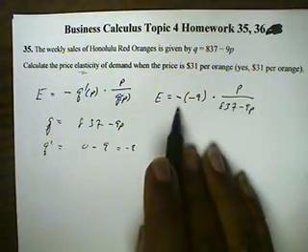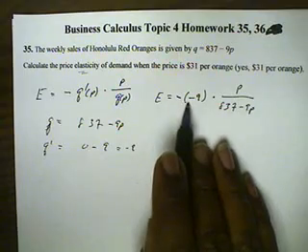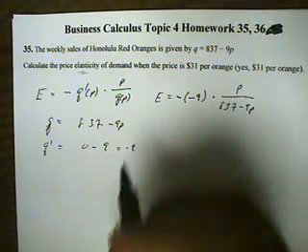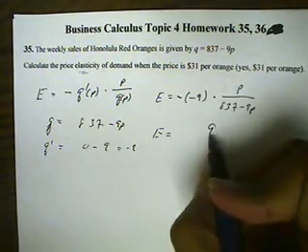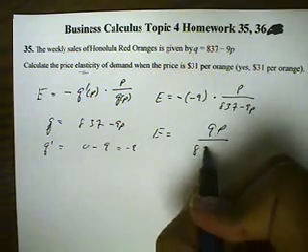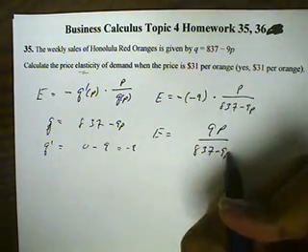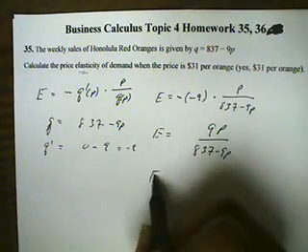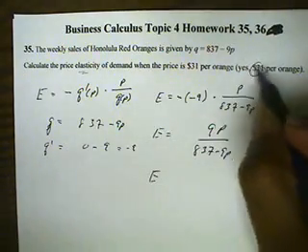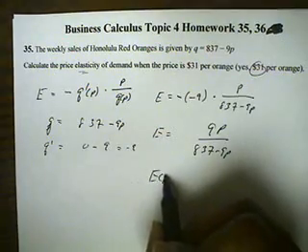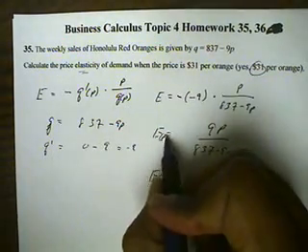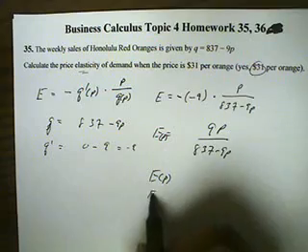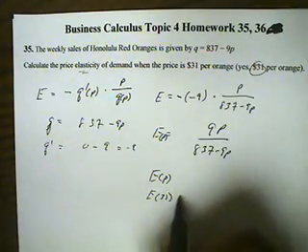We're going to simplify this a little bit. Negative times negative will give us positive 9 and 9P. So 9P all over 837 minus 9P. Okay, and from here we're going to finally put the value $31 for the price inside P, or inside E. So let's put $31 in here.